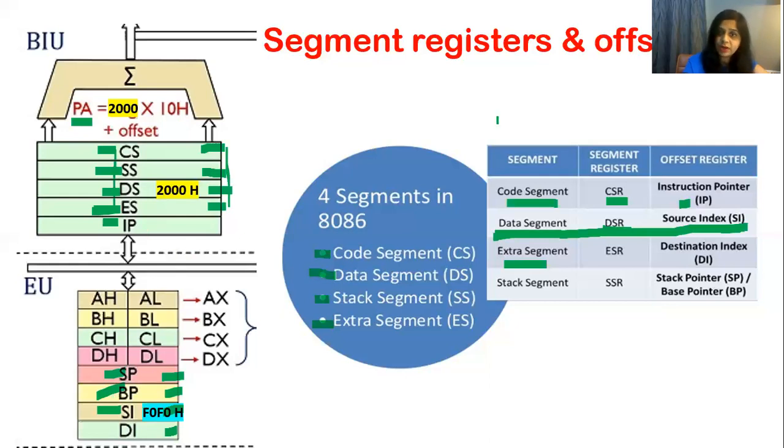Where is the offset for the data segment? In SI. What does SI hold? F0. So it will add that and generate a 20-bit physical address like this, and then transfer it to the bus interface unit. I already told you that this 20-bit physical address is transferred by the bus interface unit to memory for reading the instruction.